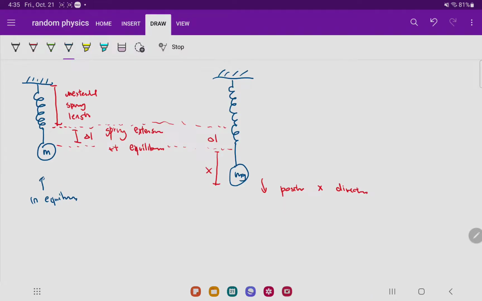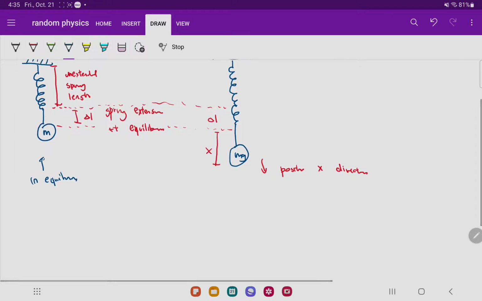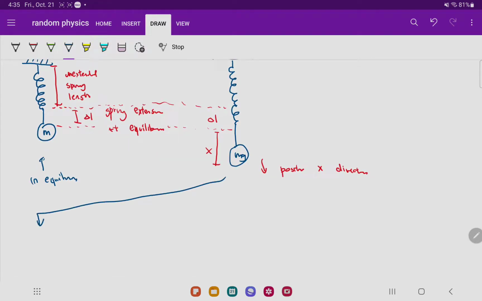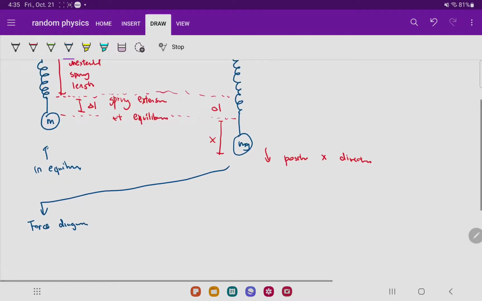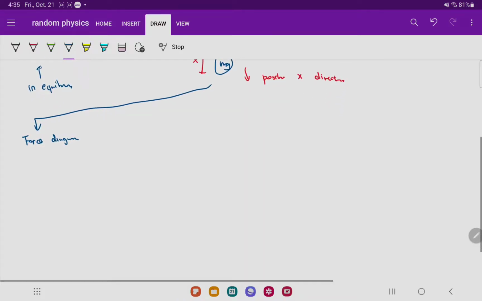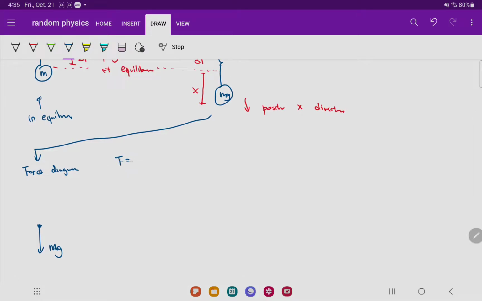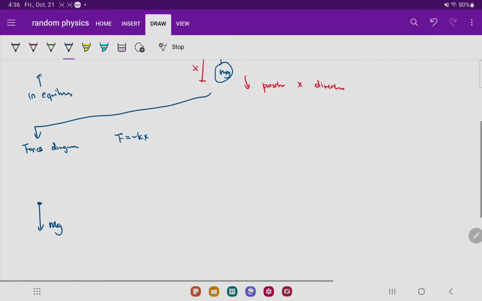Well, you do a force analysis, right? I'm going to draw a force diagram actually. The force acting on this is going to be a downward force, that is mg. But remember what I said earlier, that F is equal to negative kx. So the force the spring applies is always opposite to the direction of motion. So if the direction of motion is the direction of gravity, our spring will want to oppose it, right?